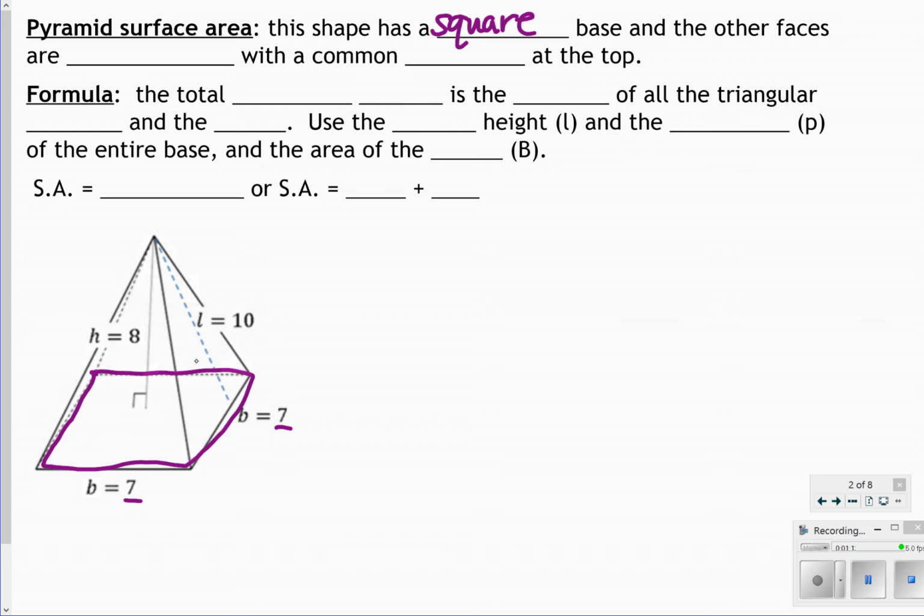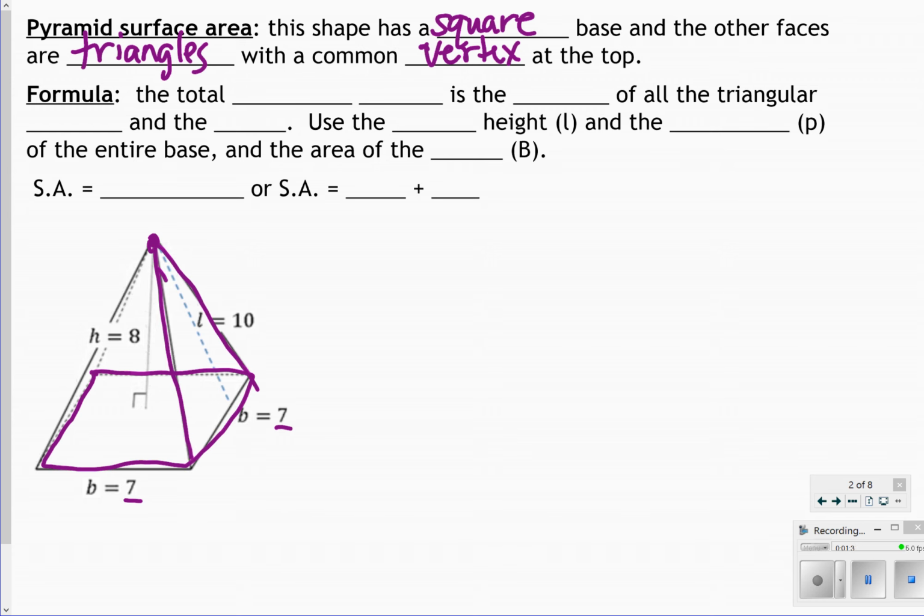Then, if we look at the sides that are going up, these are triangles. So these side faces are all triangles, and they come to a common point at the very top, and that's called the vertex.